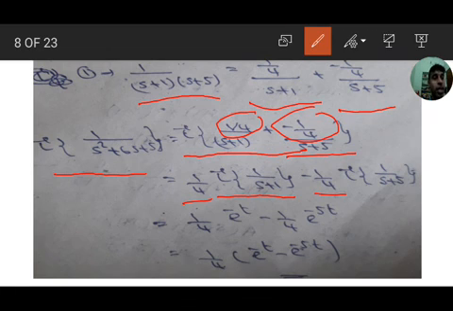So 1 by 4, L inverse of 1 by (s plus 1) is e to the power of minus t, because L inverse of 1 by (s plus a) equals e to the power of minus at. Here a equals 1, therefore e to the power of minus t. And here L inverse of 1 by (s plus a) equals e to the power of minus at, a equals 5, therefore e to the power of minus 5t. So 1 by 4 is the common factor: (e to the power of minus t minus e to the power of minus 5t) is the answer. Okay.